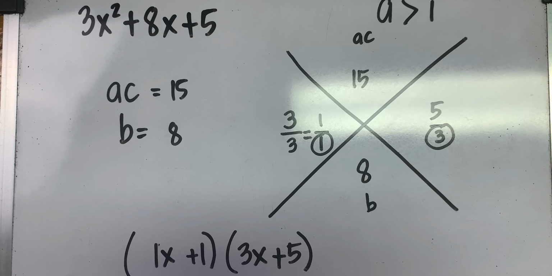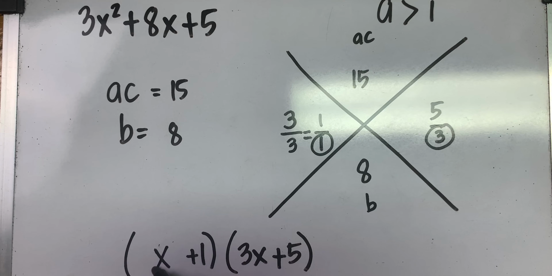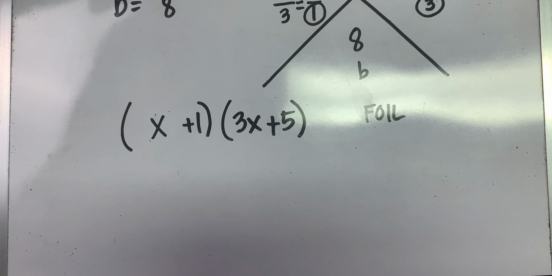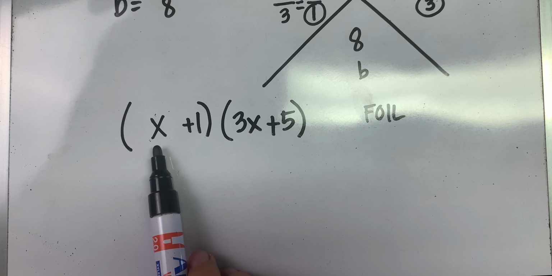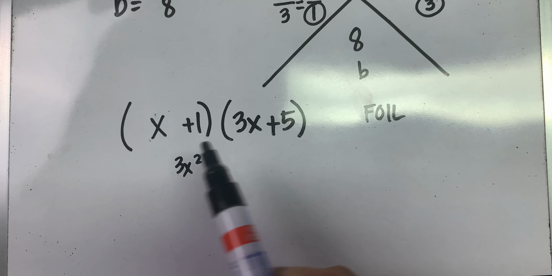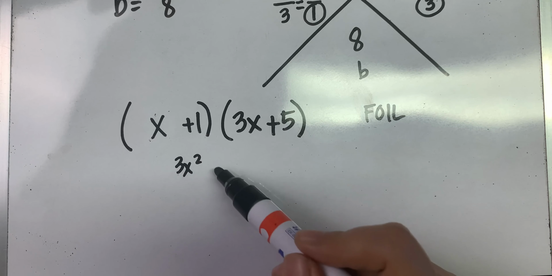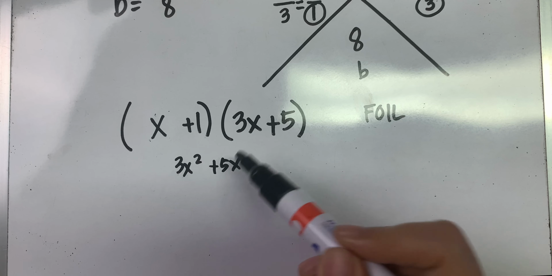Now, paano natin malalaman kung tama yung sagot natin? By the way, we don't write 1x. We normally write simply x. So, para malaman natin kung tama yung sagot natin, gumamit ulit tayo ng FOIL method to check. Okay, with the FOIL method, we'll multiply x times 3x. So that is 3x squared. Okay, outer x times 5 is positive 5x.